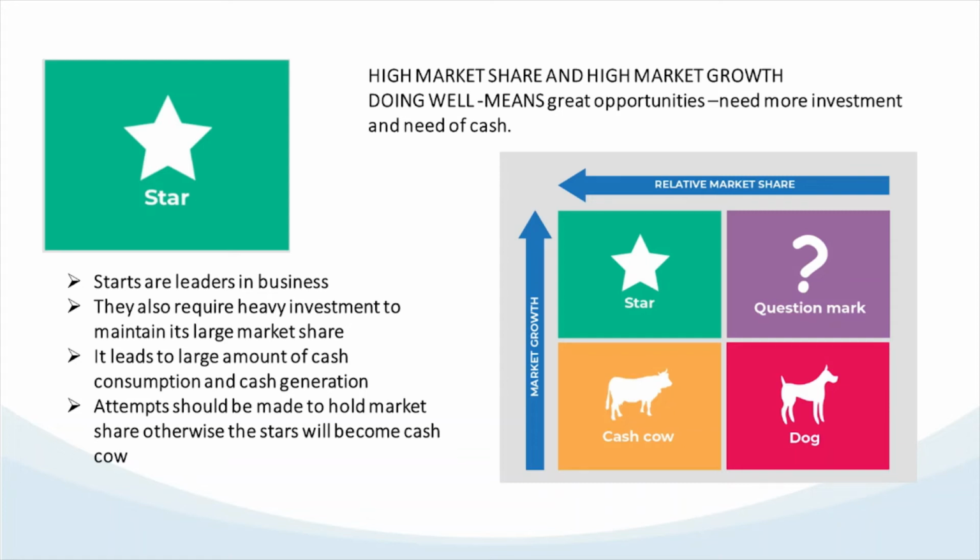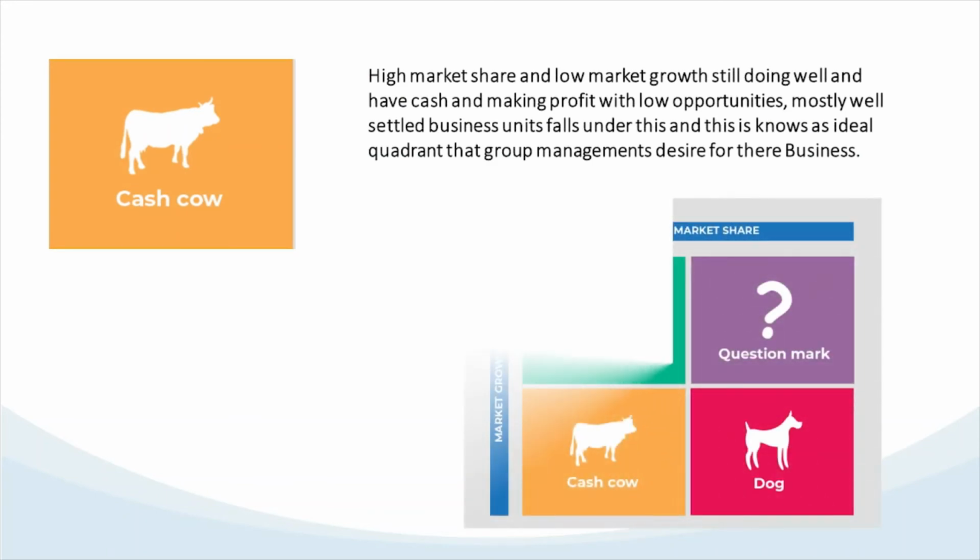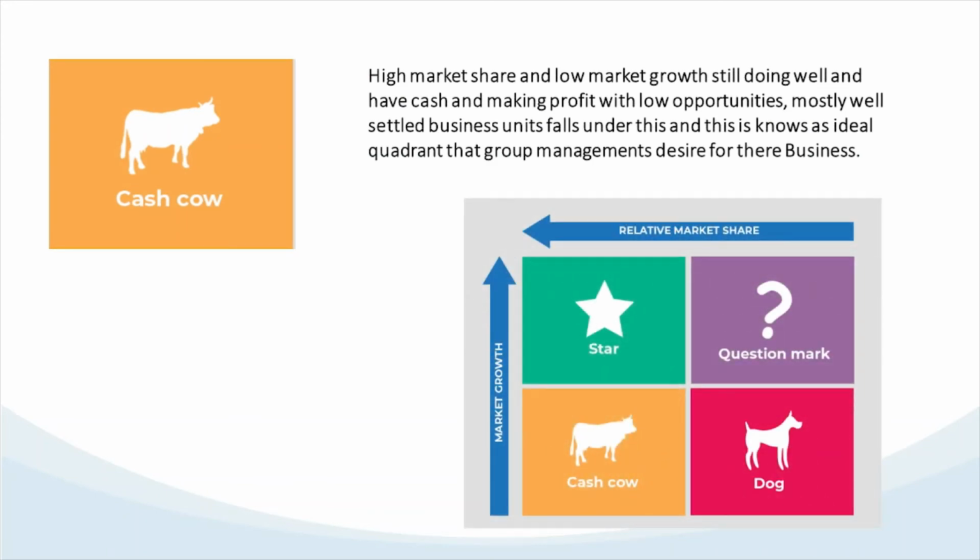So now let's move on to the next quadrant, which is cash cow. Cash cow is one of the quadrants that is also desirable, and this is one of the safest quadrants.